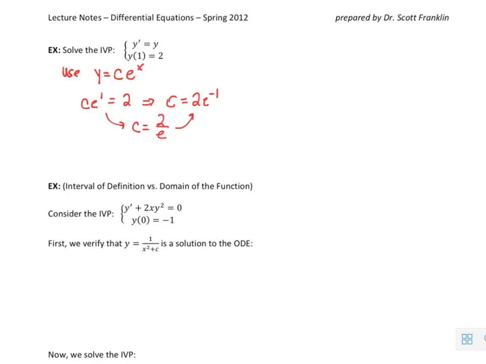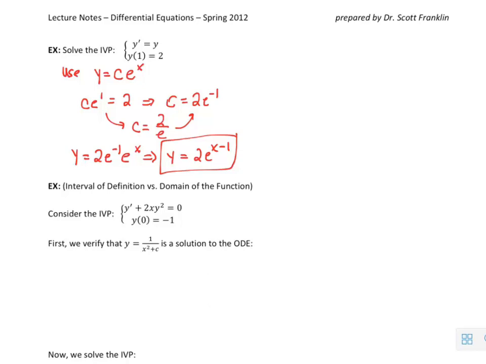So plug that into your solution, which your solution was y equals c e to the x. That's the general solution to the differential equation. And now we plug in 2e to the minus 1 in for c, and we can simplify that by rewriting it as y is equal to 2e to the x minus 1. And that solves our initial value problem.